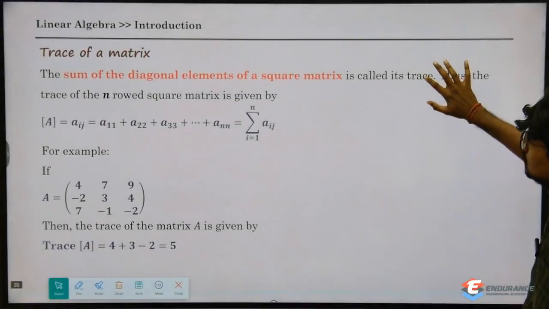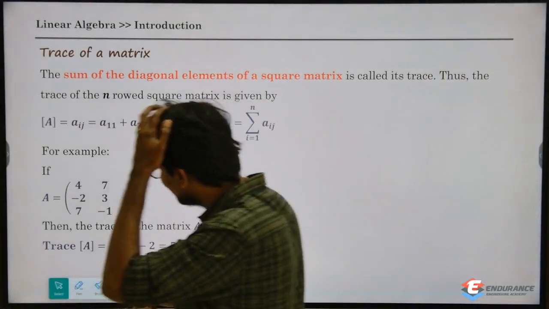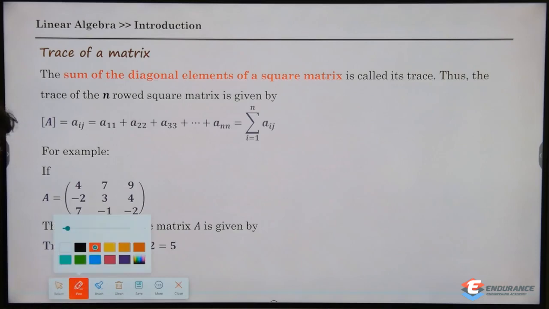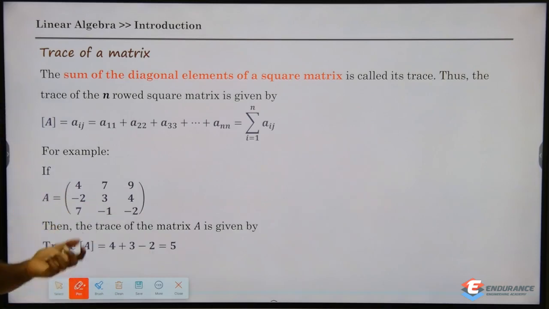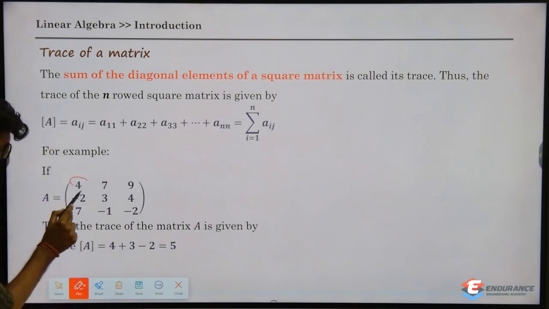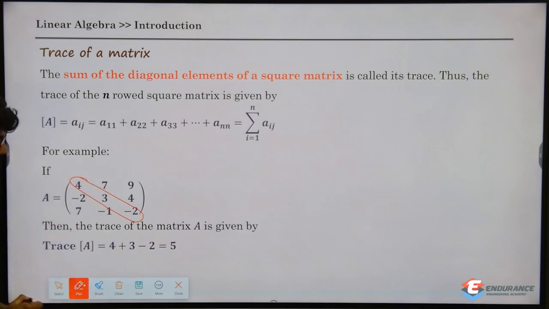We'll go to trace of a matrix. See, trace of a matrix means nothing. If I have a square matrix, obviously it's for a square matrix, and I simply add the leading diagonal of the square matrix, just add them. Okay, 4 plus 3 minus 2. If I just add them, that is going to give me the trace of that particular matrix.